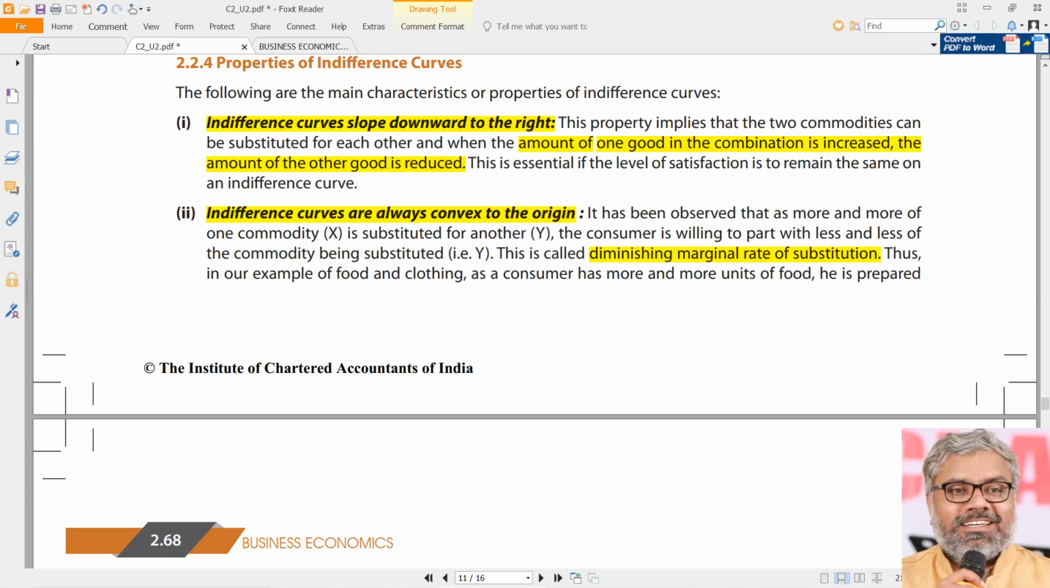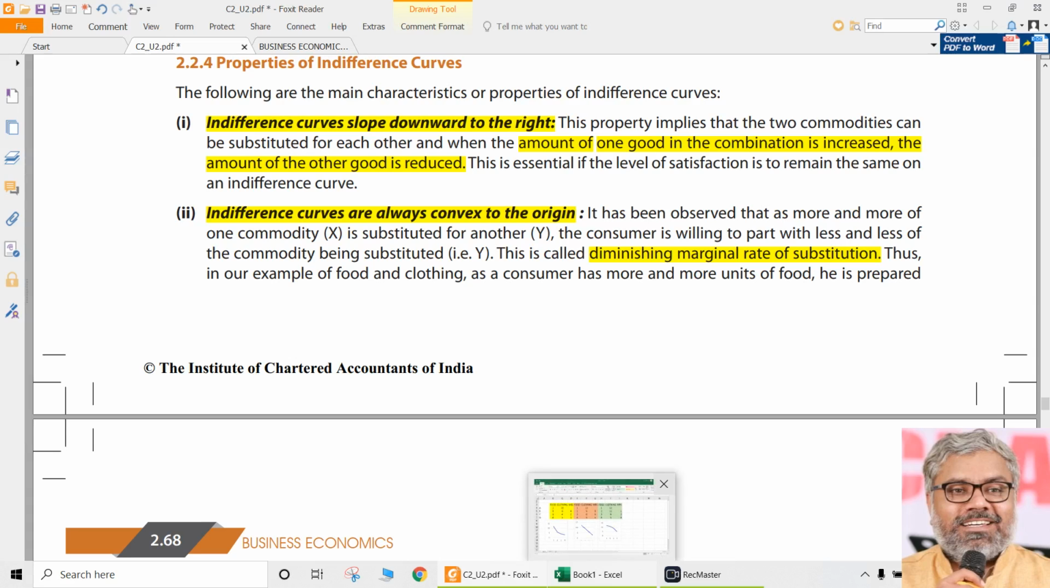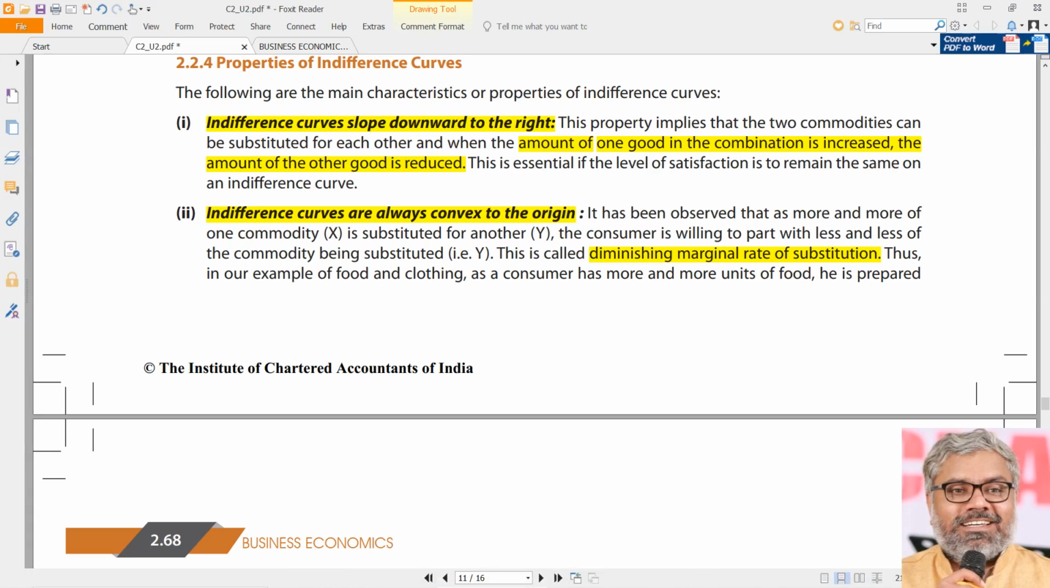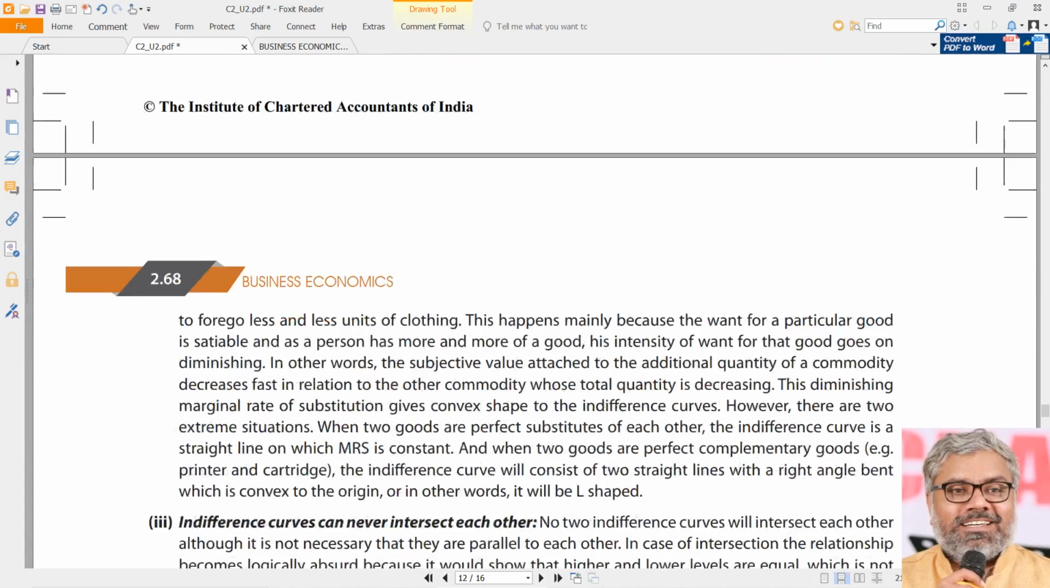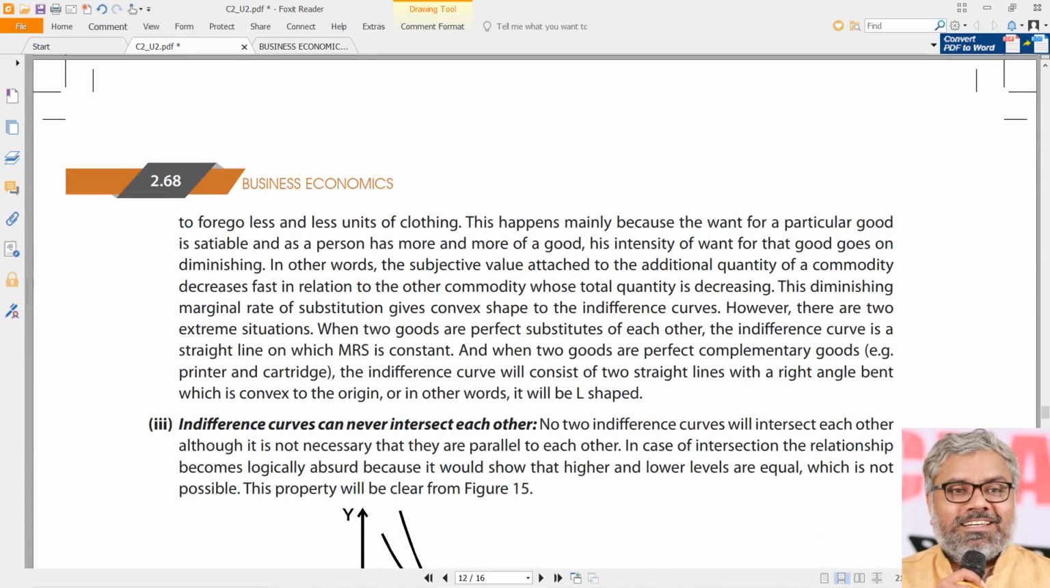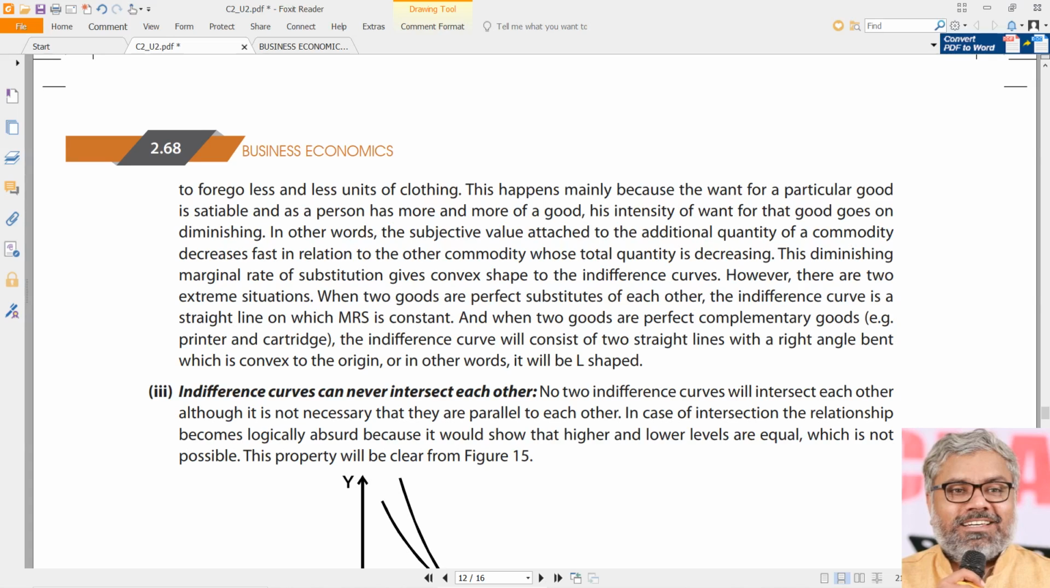Why would anybody feel more intensely about consuming one more commodity than the earlier commodity? Generally, that will not happen. So that is why, in general, the indifference curves are always convex to the origin. And why is that? Because of diminishing marginal rate of substitution. Very important point, and questions can definitely be expected from that. Why is that? We already have discussed it.